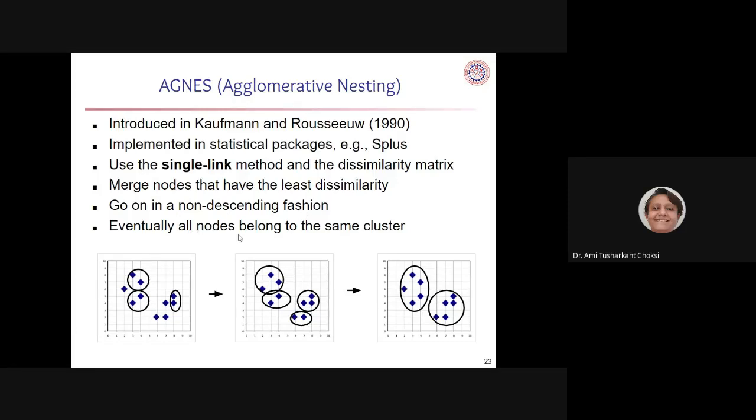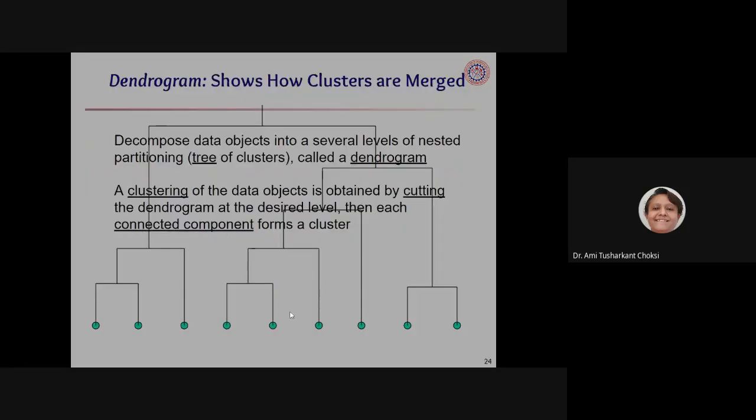Eventually, all nodes become the same cluster, right? What we do is, first of all, let us consider that we have, say, 5 objects. If we have considered, say, 5 clusters, then what we will do is we merge them, and at the end we will have only one cluster. All the nodes will be there in the same cluster, right? Okay. So here, say, we considered 2 clusters.